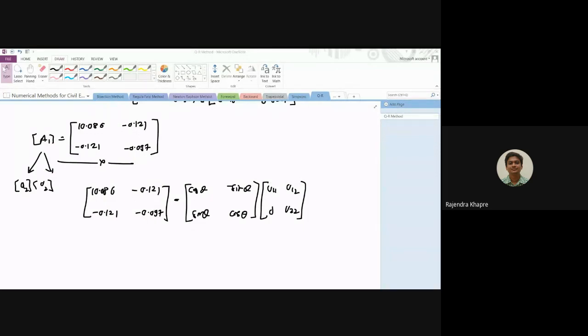Oh, sorry. This is for the first situation. My mistake. Theta value. Oh, sorry, I don't have the theta value actually. So cos theta is coming out to be 0.999. So it should be very close to zero theta.